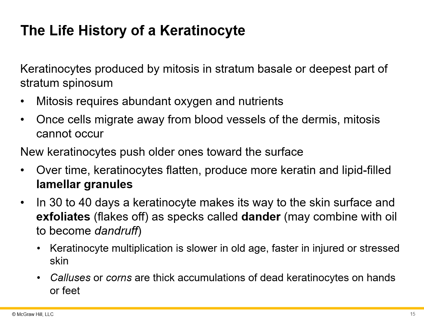So within less than 40 days, this keratinocyte is going to end up dying. And he is going to end up exfoliating and flaking off as little tiny specks called dander. And in our scalp, that dander can be combined with oil and become dandruff. So as we age, the multiplication of our keratinocytes does begin to slow down. And if we have injured or stressed skin, that actually does increase the keratinocyte mitosis rate. We can have calluses that are formed from accumulations of dead keratinocytes on our hands and our feet. Sometimes those are referred to as corns.